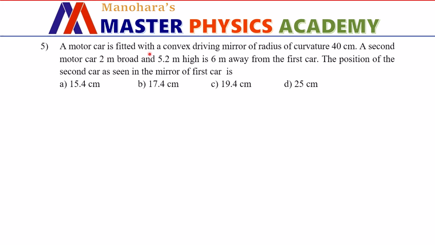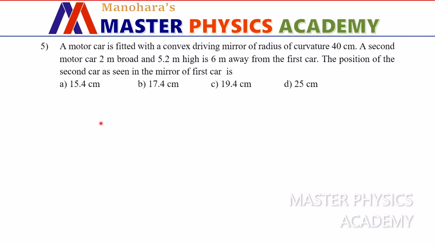A motor car is fitted with a convex driving mirror of radius of curvature 40 cm. A second motor car 2 meter broad and 5.2 meter high is 6 meter away from the first car. The position of the second car as seen in the mirror of the first car is. They are simply asking the image distance here.